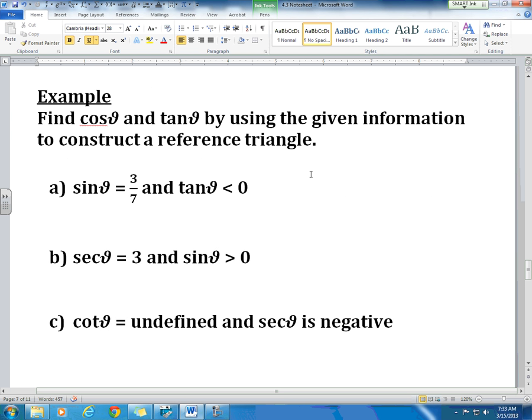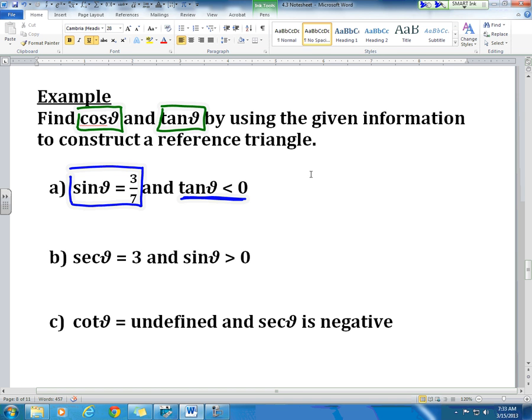Okay, here's a different type of a problem, not laid out so specifically. This example says find cosine and tangent. So cosine and tangent, we're only finding 2 of the 6 trig functions by using the given information to construct a reference triangle. So what we know in the first problem is that the sine of theta is equal to 3/7, and we also know that the tangent of theta is less than 0. So that little additional piece here, we're not given an angle measure this time.